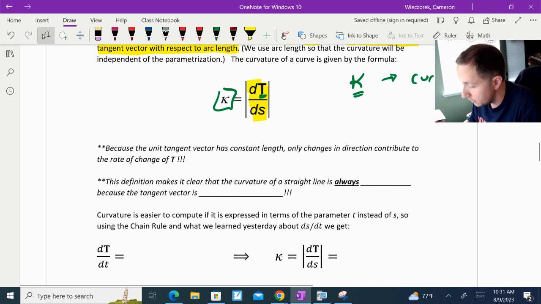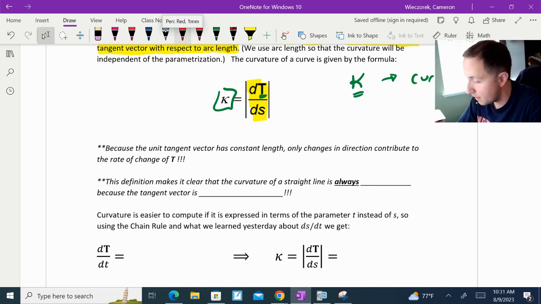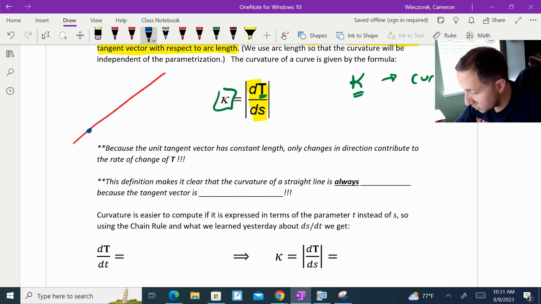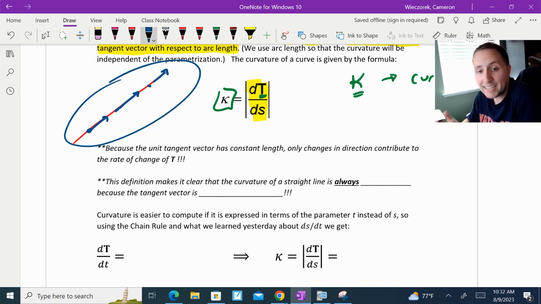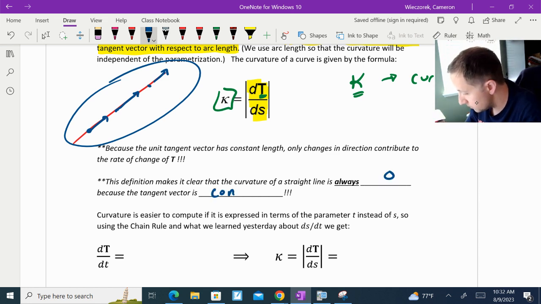Well, that makes it clear. We can use that definition to think about the curvature of a straight line. If I have a straight line, the unit tangent vector just continues to move in the same direction forever. If you look at my sketch up in the top left corner right here, it's not changing direction at all. So that would make it clear that for a straight line, our curvature should be 0, because the unit tangent vector is constant.